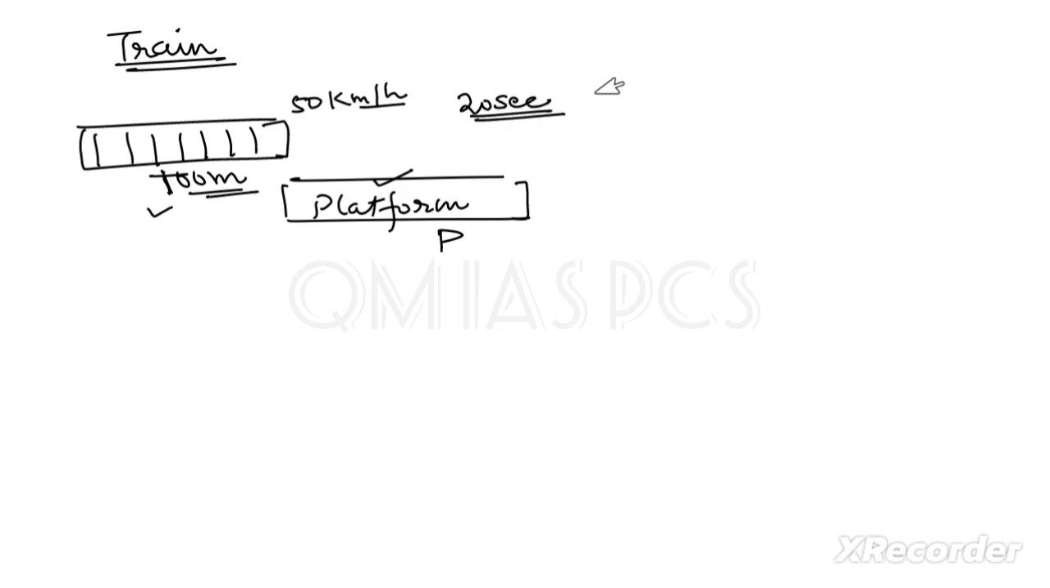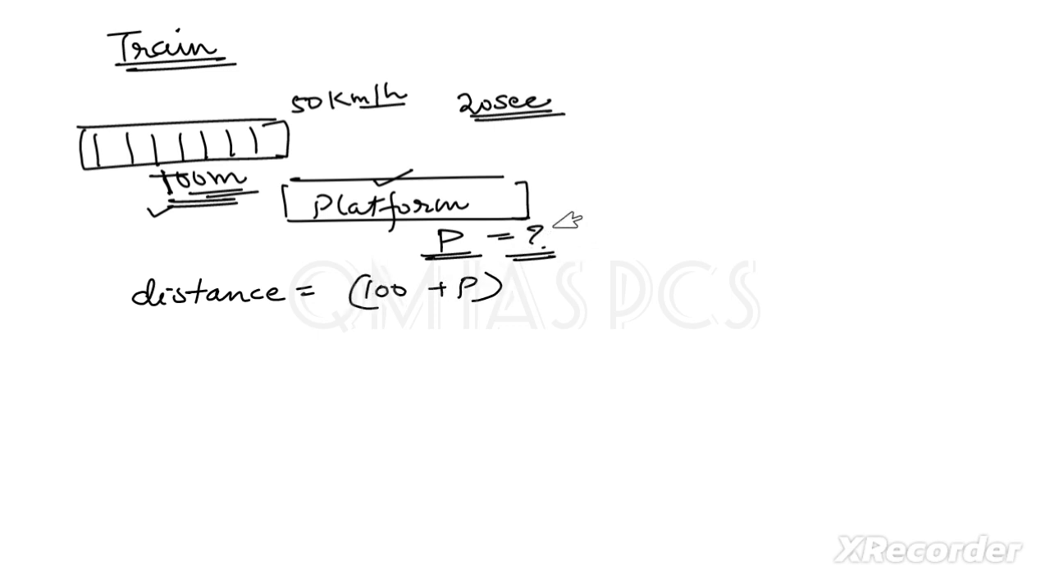Is it fine? Okay, let's try to solve this one. What I am trying to say is we have to add both distances. That means the total distance will be 100 for the train and p for the platform, and we have to find the value of p. So speed multiplied by that time will be what? That will be the total distance.